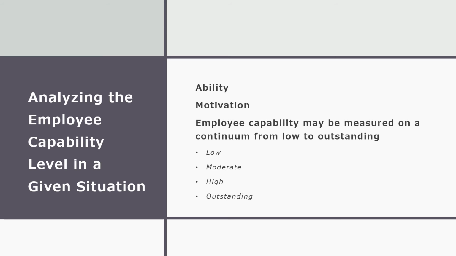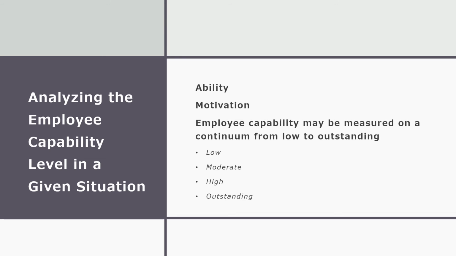Moderate: the employees have moderate ability and need specific direction and support to get the task done properly. They may be highly motivated, but they still need direction. For those that have high ability, they may lack the confidence to do the job. What they need most is your support and encouragement to motivate them to get the task done. And outstanding are those employees that are capable of doing the task without any direction or support.